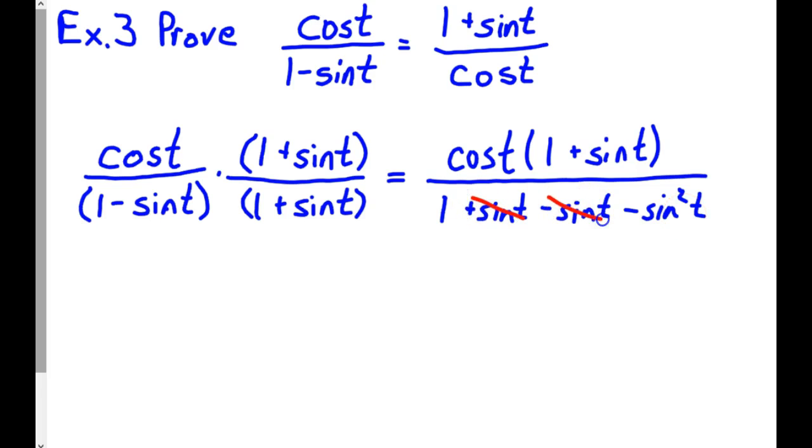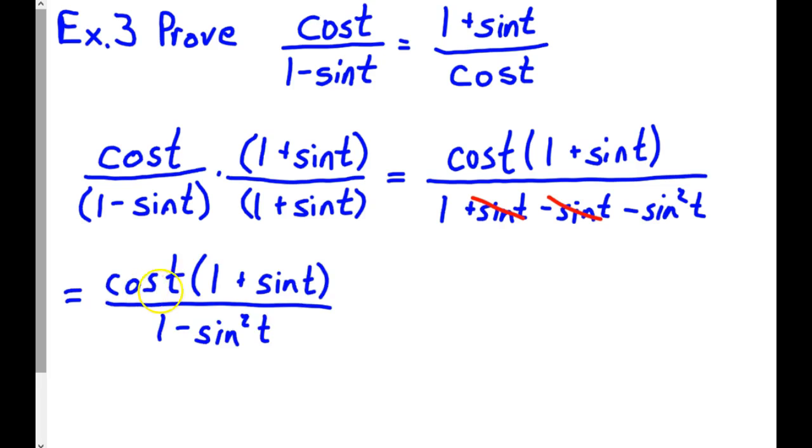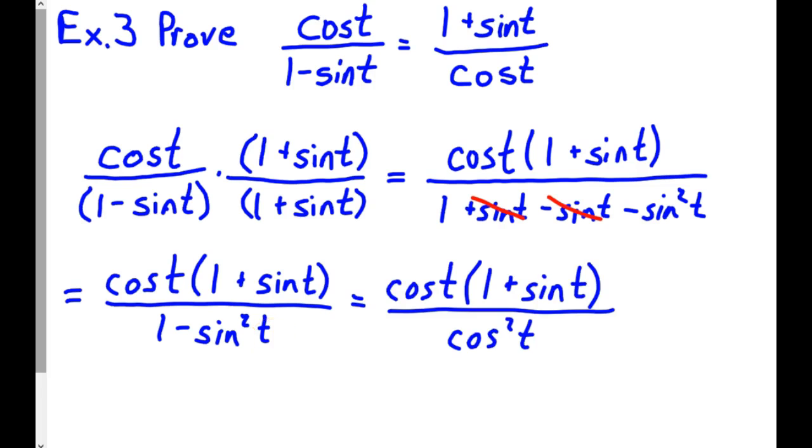In the denominator, we have a positive and a negative. Those will simplify out, just leaving us with 1 minus sine squared t in the denominator. So now we have cosine t times the quantity 1 plus sine t all over 1 minus sine squared t. Looking at the denominator, this is our Pythagorean identity. If we would take sine squared t plus cosine squared t equal to 1 and rearrange that, we know 1 minus sine squared t is equal to cosine squared t.